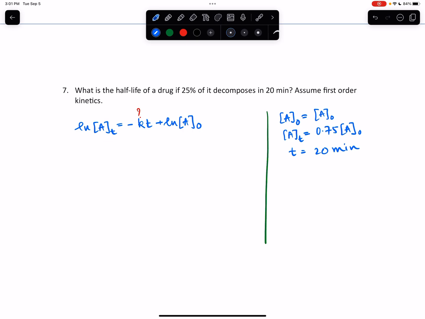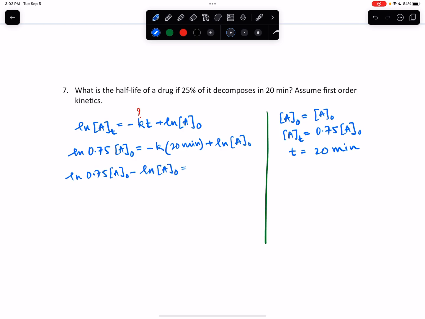So we have ln of, I'm just going to replace A t with 0.75 A naught, and then k I'm going to keep as is, and then time is going to be 20 minutes plus ln of A naught. Now I'm going to take this A naught, I'm going to put it on this side. So I get ln of 0.75 A naught minus ln of A naught is equal to minus k times 20 minutes.